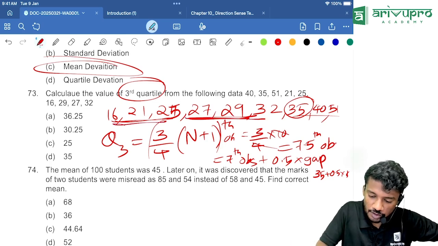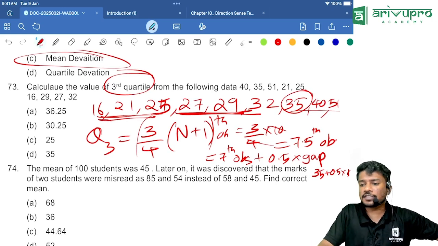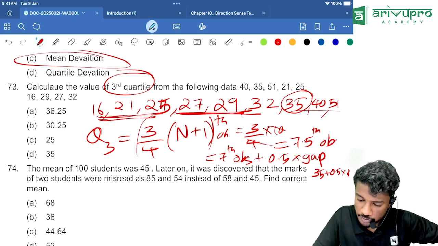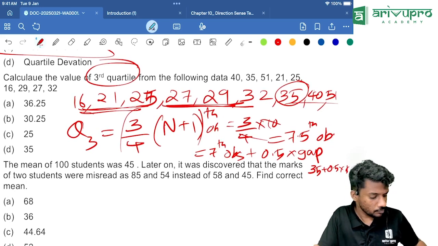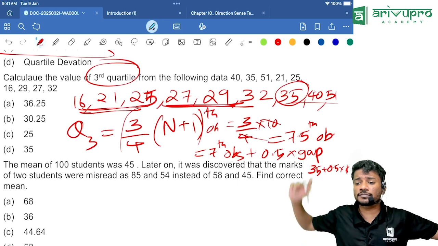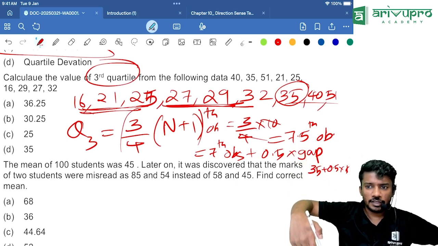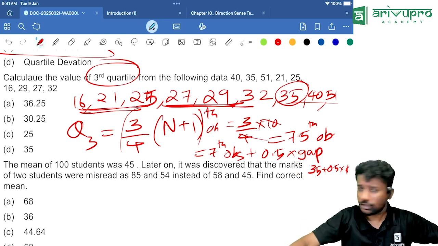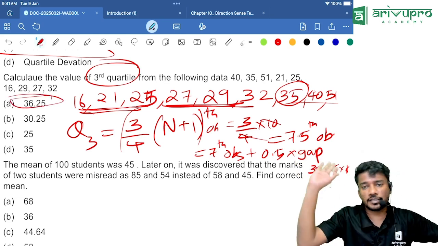3, 6. 5 into 0.5 is how much? Sorry, 0.5 only, right? 1 second. Where we went wrong? Did we go wrong anywhere? We are correct only, right? Yes. Then which is the nearest answer then? Yes, go for that. That's all.